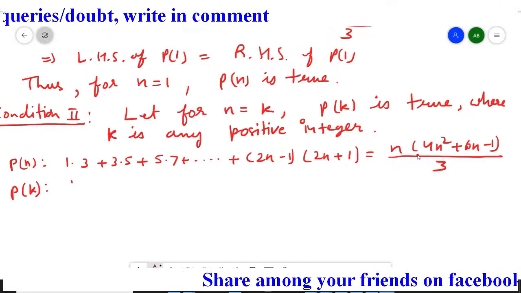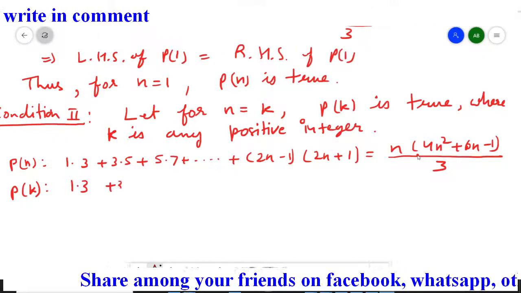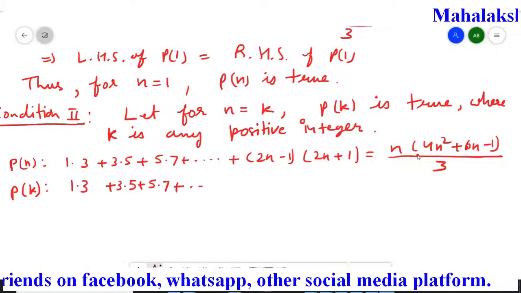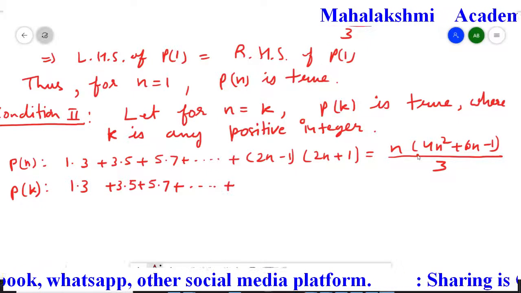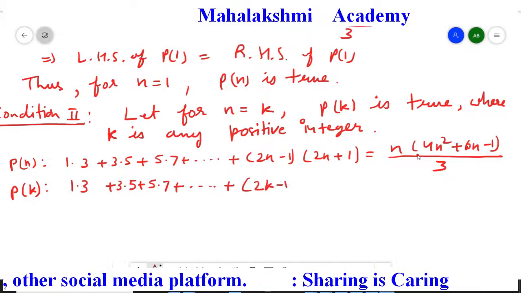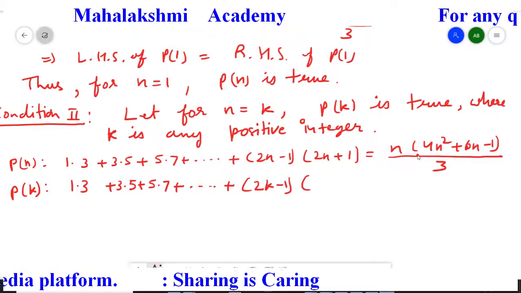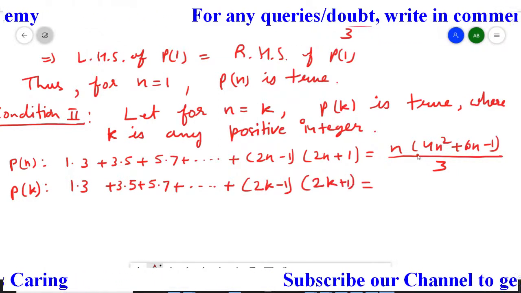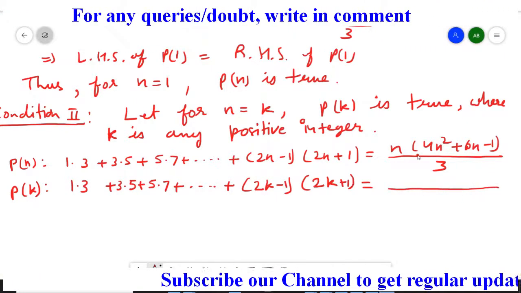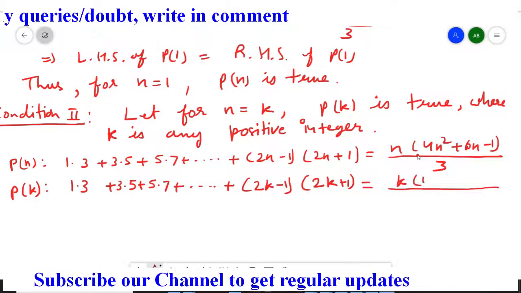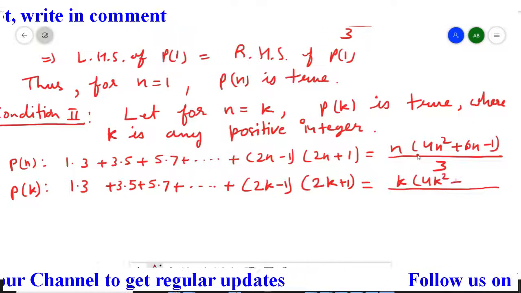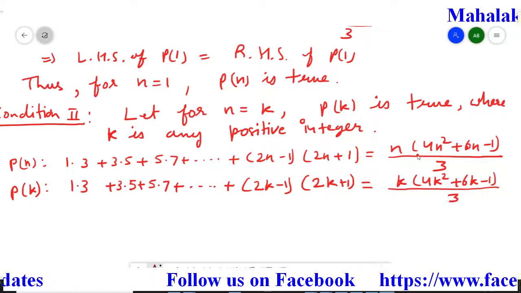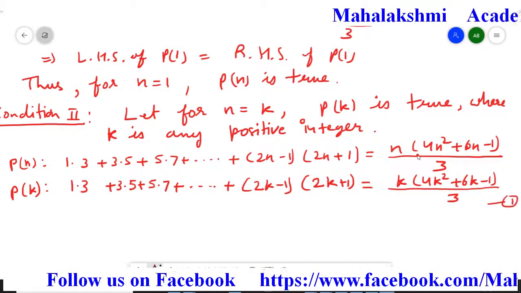So Pk statement is going to be 1.3 plus 3.5 plus 5.7 plus extended up to, instead of n I will write k, (2k minus 1)(2k plus 1) is equal to k(4k square plus 6k minus 1) divided by 3. So I am going to assume this as equation 1.